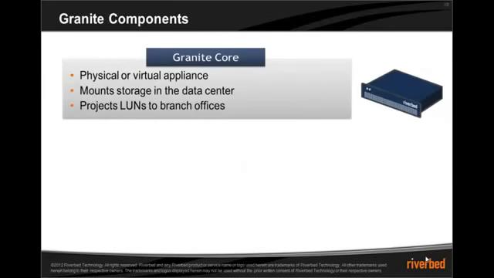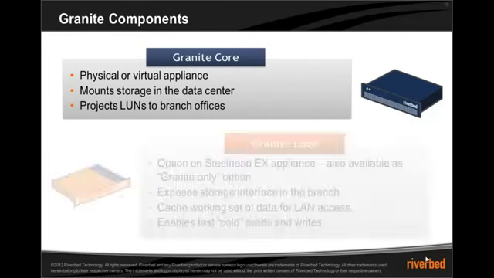The Granite solution itself is delivered with two components. The first is Granite Core. Granite Core sits in the data center and connects to the storage area network, and then will mount storage LUNs on behalf of the branch location. It will then project that storage out to the branch.